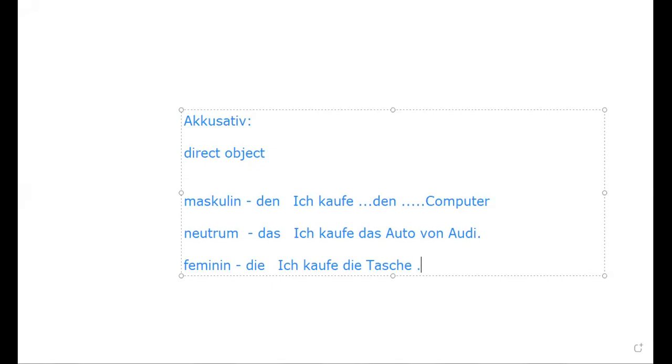In accusative, we describe more about the action. What the subject is doing, the action. We are discussing more about the subject, what action it is doing here. So the direct object gets the effect of the action done by the subject.